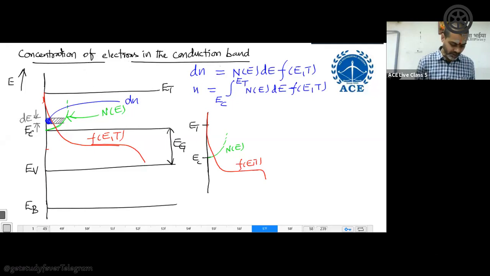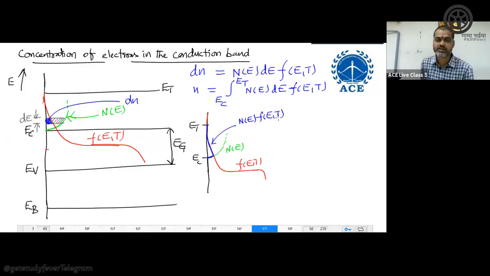Now please tell me, I'll put a line here. What is this going to represent? Please tell me. This blue line that I have drawn now is nothing but n of E into f of E comma T. Am I correct? Please try to understand.